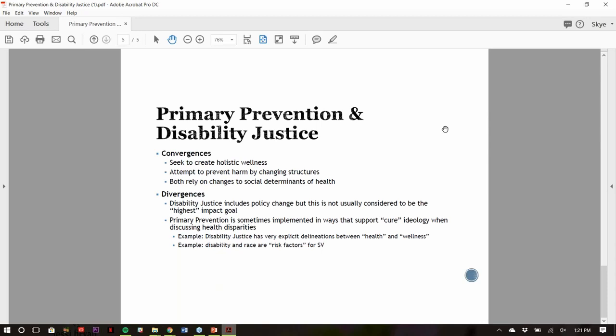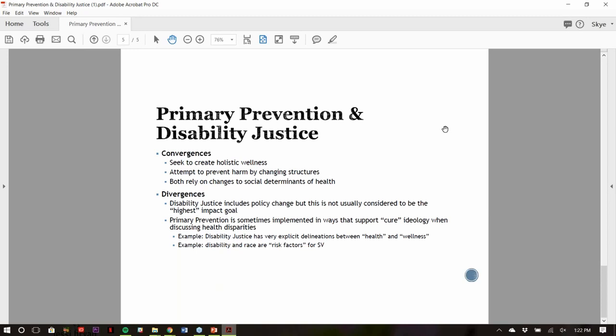Some ways that they kind of differ or compete a little bit is that often primary prevention is a little bit more focused on policy change or legal change. Disability justice includes policy change, but it's usually not necessarily the highest goal or perceived as the thing to have the greatest impact in terms of creating holistic wellness for people with disabilities. And then another way that they differ is that a lot of folks in disability justice say that sometimes primary prevention can be implemented in a way that supports cure ideology.